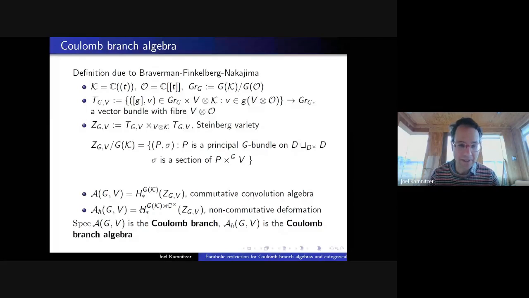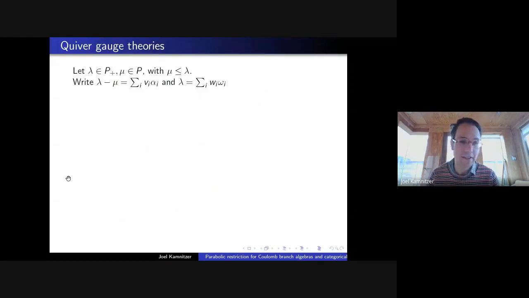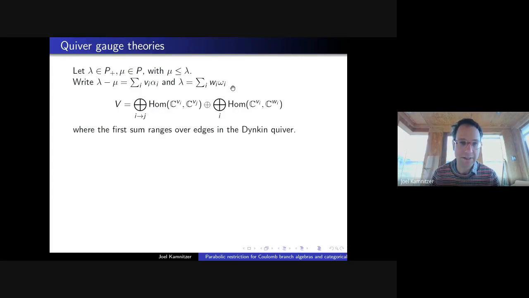Okay, so this is the definition of Braverman-Finkelberg-Nakajima. This is relevant to our story because of the case of quiver gauge theories. So what does that mean? Let's start with lambda and mu as before. So lambda is a dominant weight, mu is just a weight, and mu is less than lambda. And remember, this mu less than lambda means that I can write lambda minus mu as a sum of positive roots, or as a linear combination of simple roots with coefficients being non-negative integers. And similarly, I write lambda as a linear combination of the fundamental weights. So this lambda and mu are, again, the weights of the group we started with, not this group G that appeared in the previous slide.